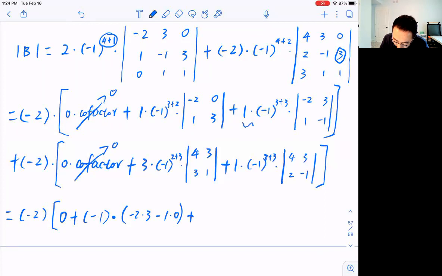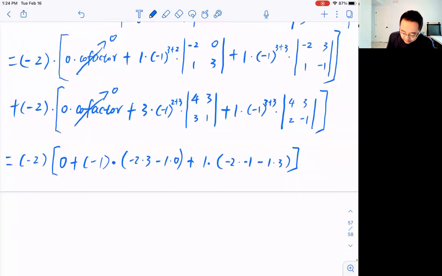Plus, now this term right here, which is 1 times -1 raised to the 6th power, which is still 1, and that times -2 times -1 minus 1 times 3. So that's the first line you have right here.